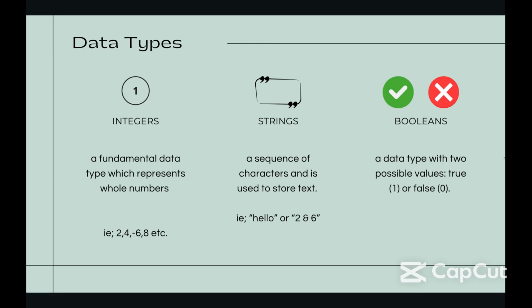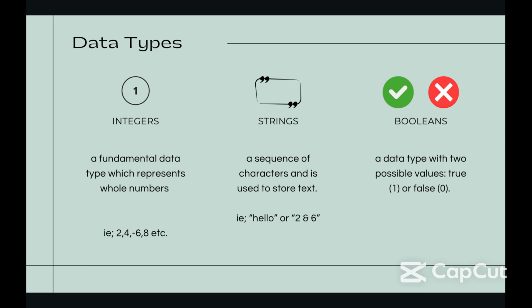Now let's look at some basic data types in JavaScript. On the left, we've got integers. These are whole values, like 5, -2, or 100. No quotes, just the numbers themselves. In the middle, we have strings. Strings are text and they go inside quotes. They can be words, numbers, or symbols, but if it's inside quotes, JavaScript treats it as text.